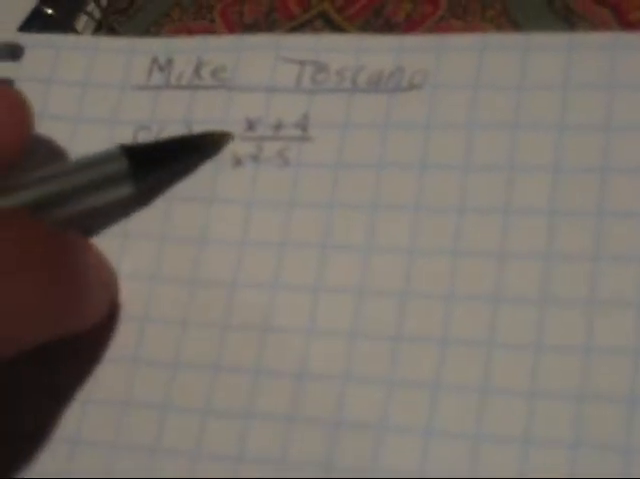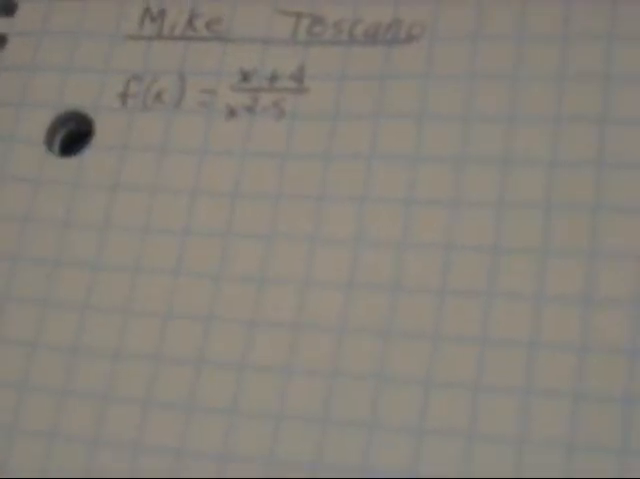Okay, my name is Mike Toscano, and we're going to graph rational functions. We're going to start with the problem x plus 4 over x squared minus 5.